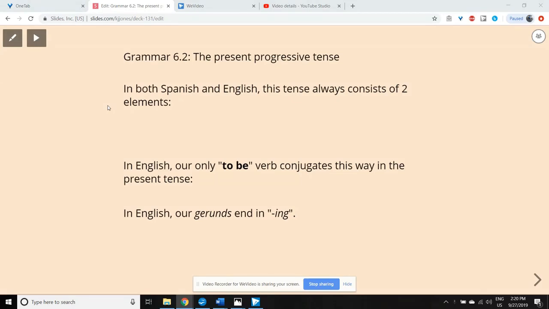All right, hi everybody, and welcome to our review of Grammar 6.2 from your textbook, which covers the present progressive tense. Let's get going. In both Spanish and English, this tense always consists of two elements. The first one is a conjugated to be verb, and the second is always a gerund.